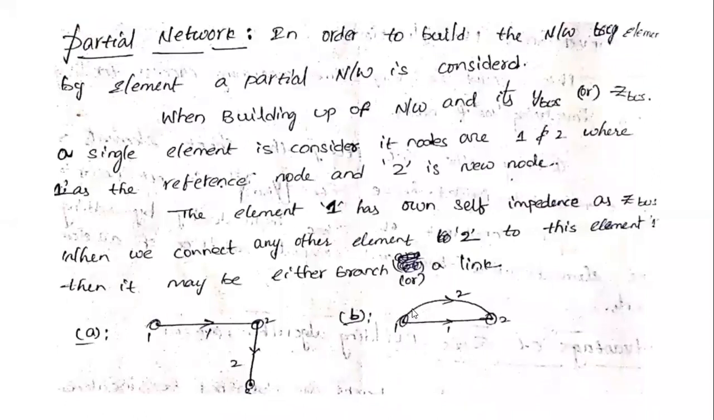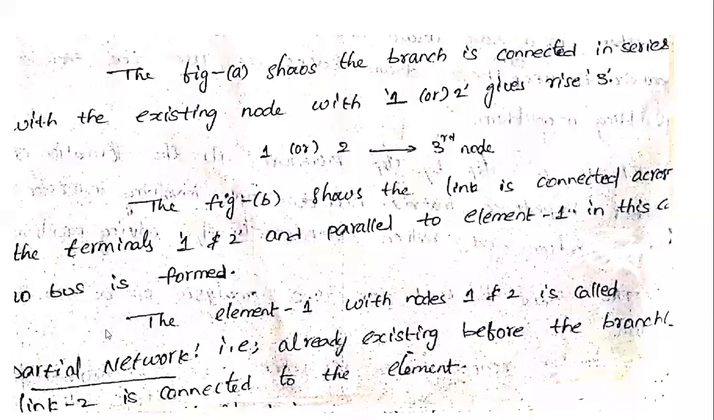This will be called the link. Why? Because it forms a closed loop. That's why we take this element as the link and this as the branch, and that is the branch.